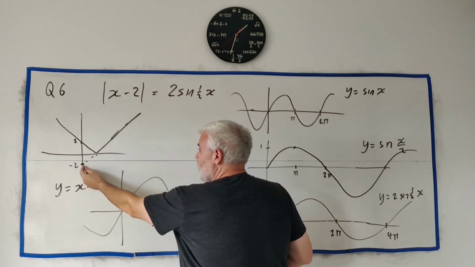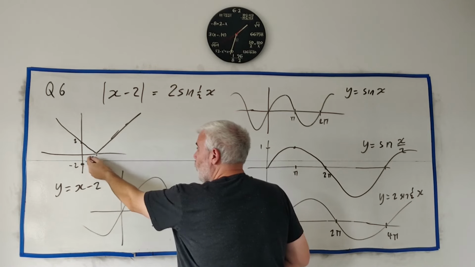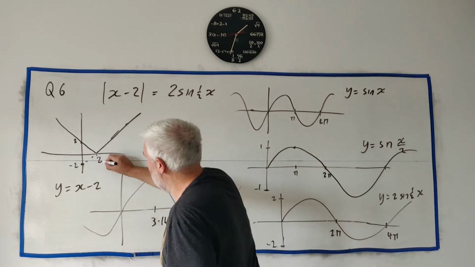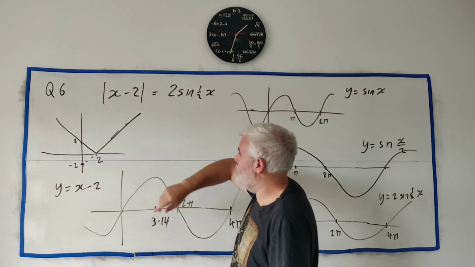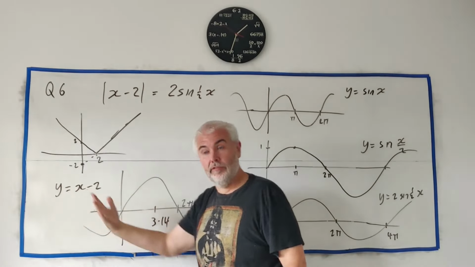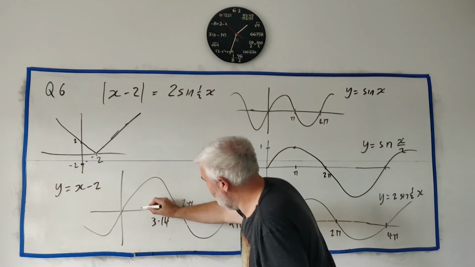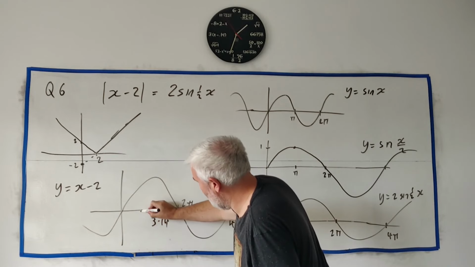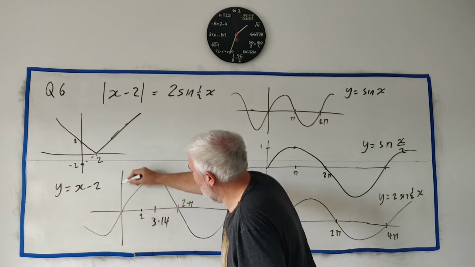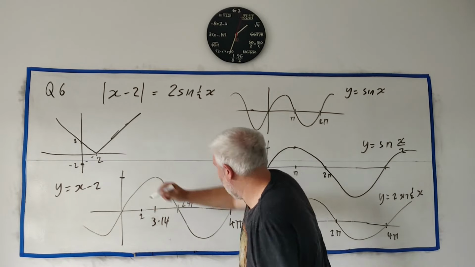So every time I move right 1, I go up 1. Minus 2, I need to move right 2 to get to the 0 line. This is 2. Or you could put y equals 0 and solve for x. So 2 would be somewhere, here's 3, 2 would be somewhere around here. That's 2. And we would get a line, this line goes up to 2.